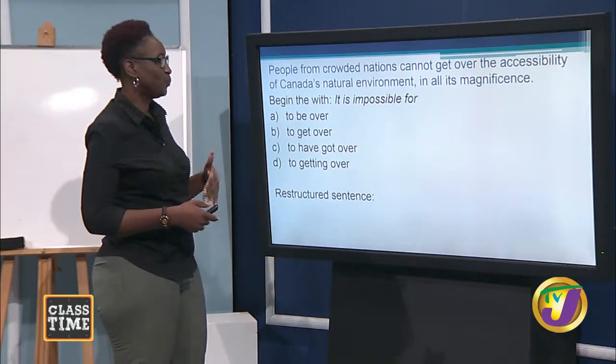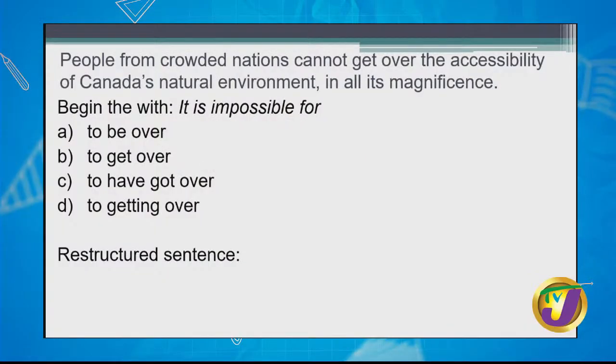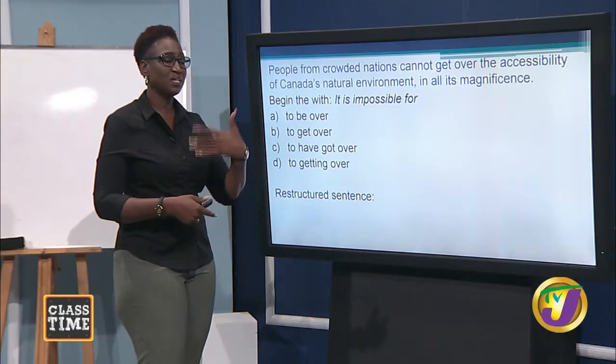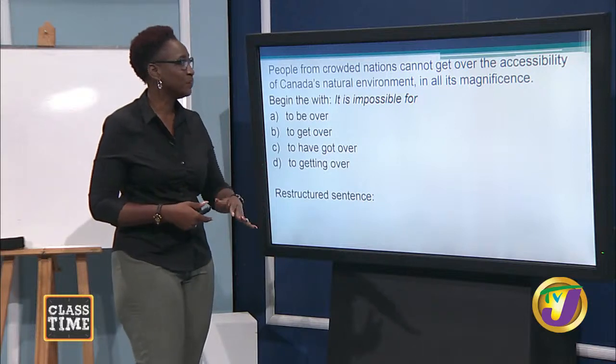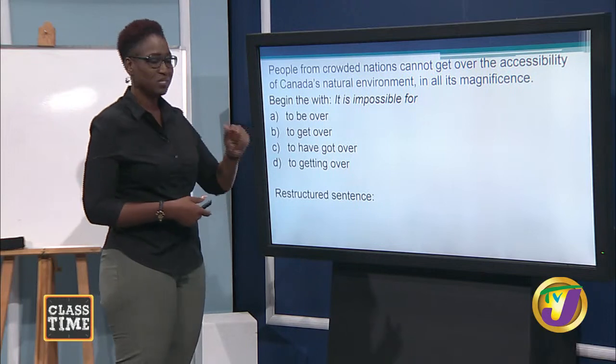Our next sentence now. People from crowded nations cannot get over the accessibility of Canada's natural environment in all its magnificence. All right. So now what you're going to do, start it with something different. And for many of these exercises, they tend to give you phrases to begin the new sentence with. Once in a while, you'll get a substitution, but most of the time, it's something that you must start the sentence with, all right? So what you should start this sentence with, it is impossible for.